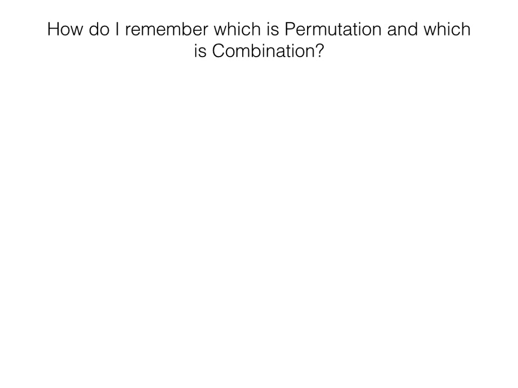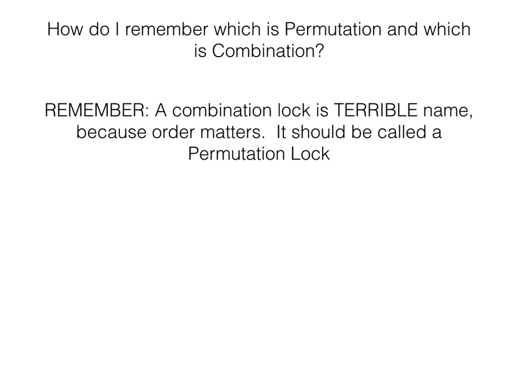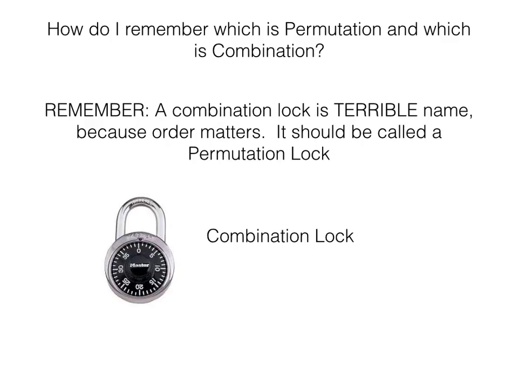So how do I remember which is permutation and which is combination? The way I remember is I think of a combination lock as being a terrible name, because in a combination lock, order matters. You can't put the right numbers in a different order and have the lock open for you. So it really should be called a permutation lock. Combination lock? No way. It is a permutation lock. That's how I remember. In a permutation, order matters. Combination, order does not.